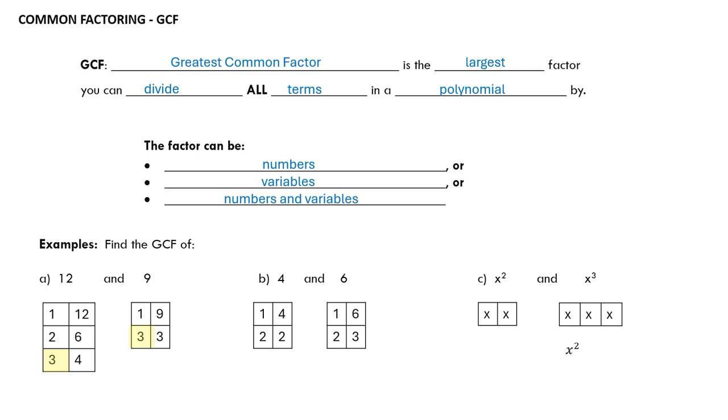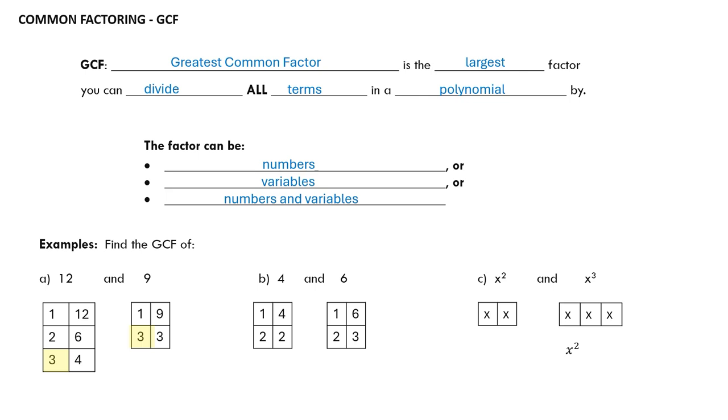In our first example, we're asked to find the greatest common factor of 12 and 9. On the left table, we've listed all the factors of 12, and on the right, we've listed the factors of 9, and then highlighted the greatest common factor of the two, which is 3.